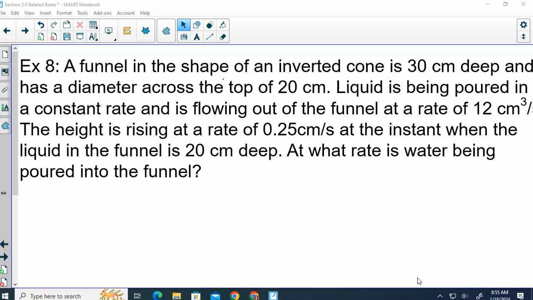So this one we have a funnel in the shape of an inverted cone. What does that mean? Did I do this one already? We did a similar one. Okay, I was gonna say, this seems very familiar. So we have a funnel in the shape of an inverted cone. That's just like your upside down cone.